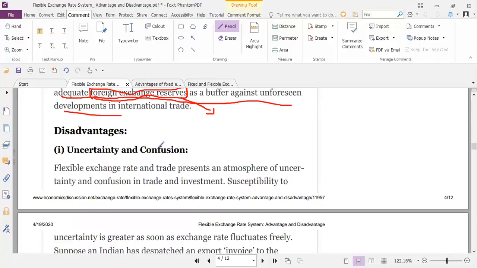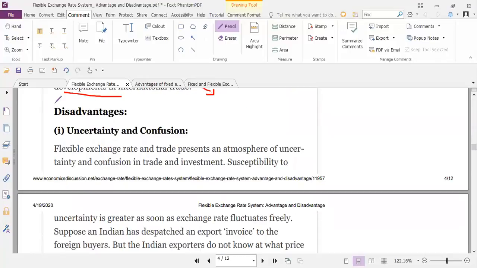Okay, now we shall look at some of the disadvantages. The first point under this is uncertainty and confusion. So there is uncertainty and confusion under the flexible exchange rate system. Flexible exchange rate presents an atmosphere of uncertainty and confusion in trade and investment. Susceptibility to uncertainty is greater as soon as the exchange rate fluctuates freely.